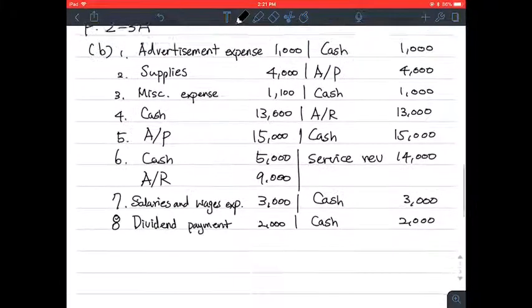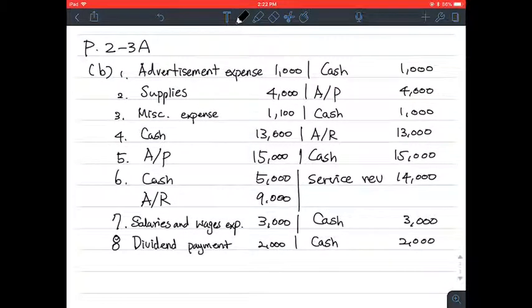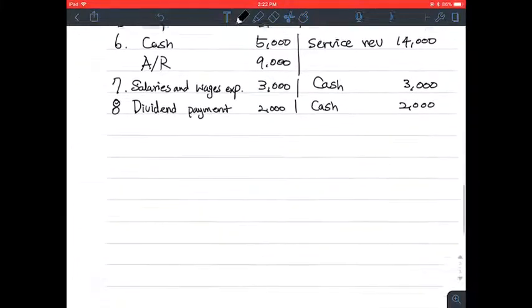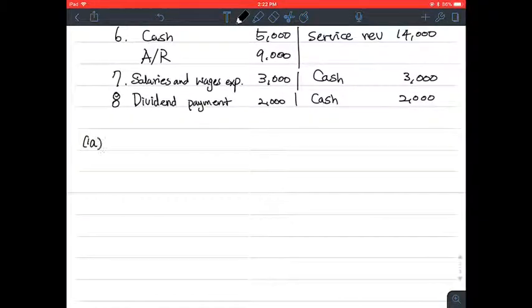So these are your journal entries, and if you got it right, then you should have no problem writing the trial balance. So let's go to A and write T account for each item.